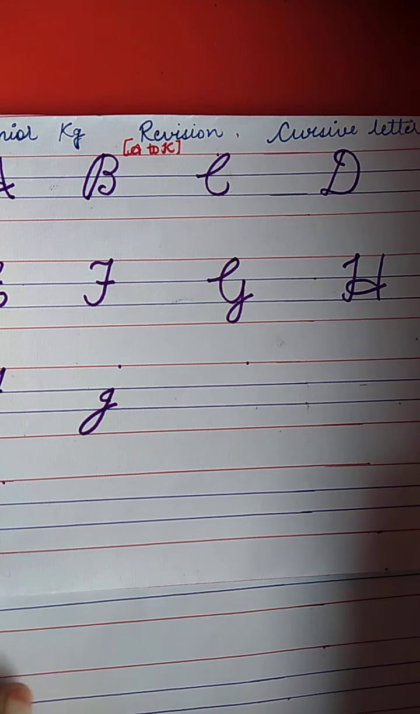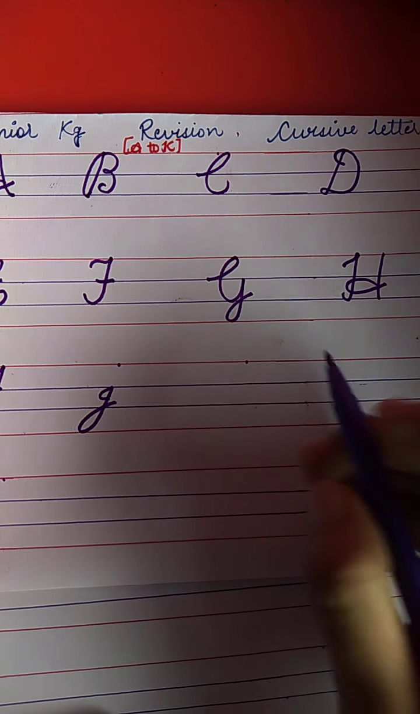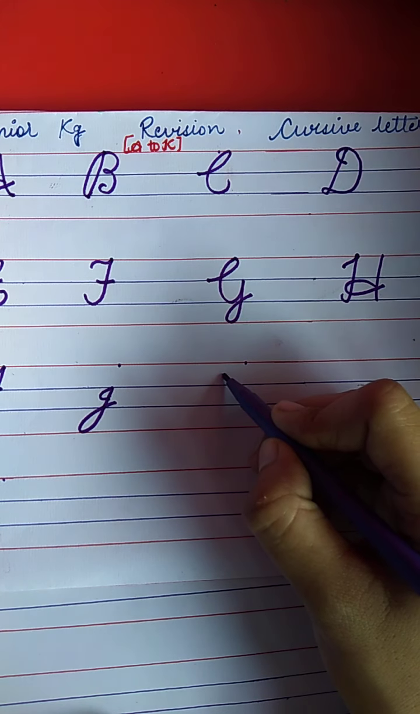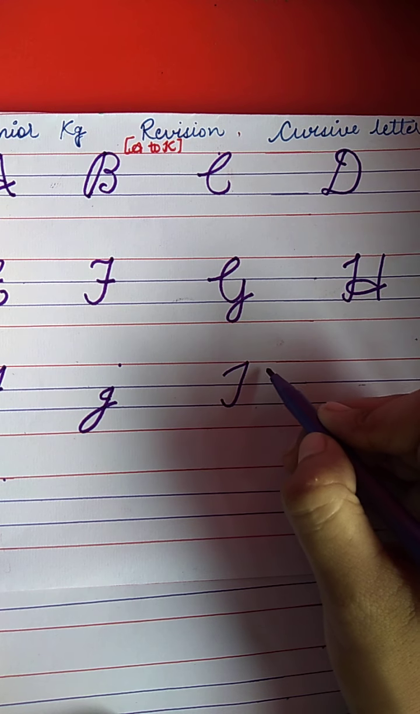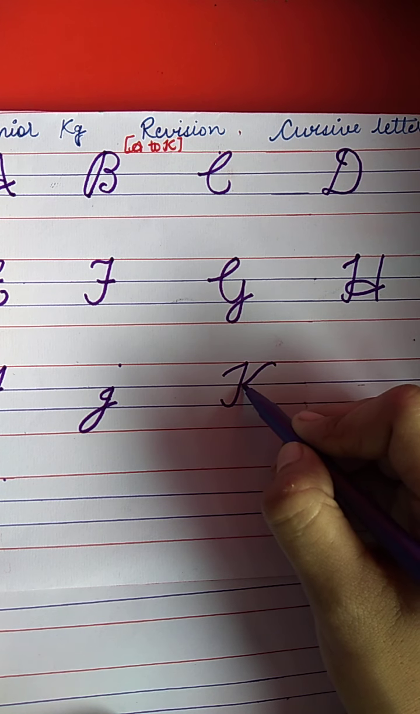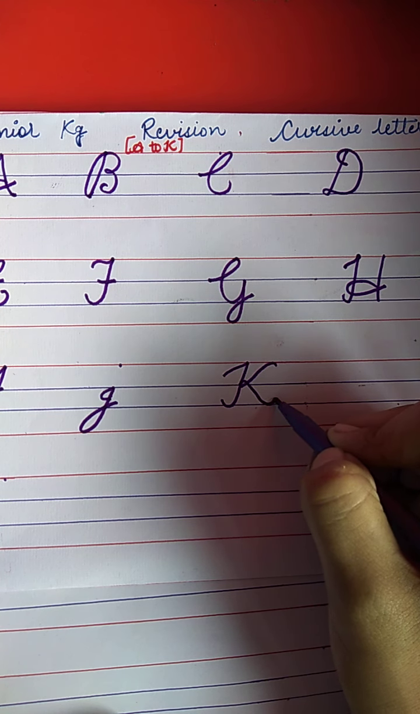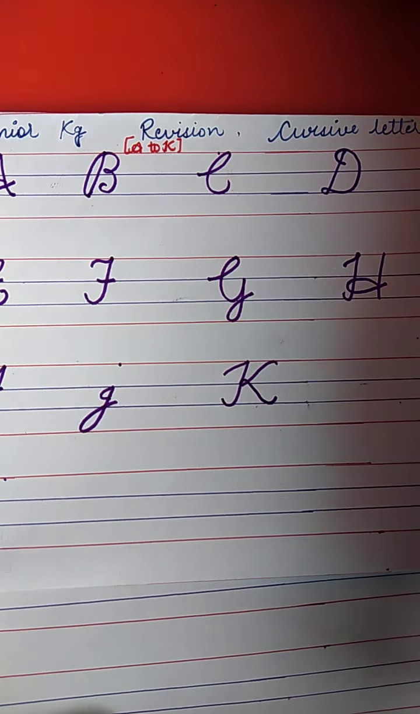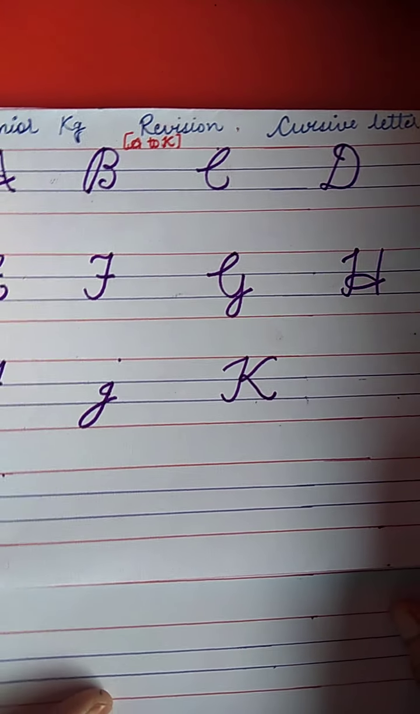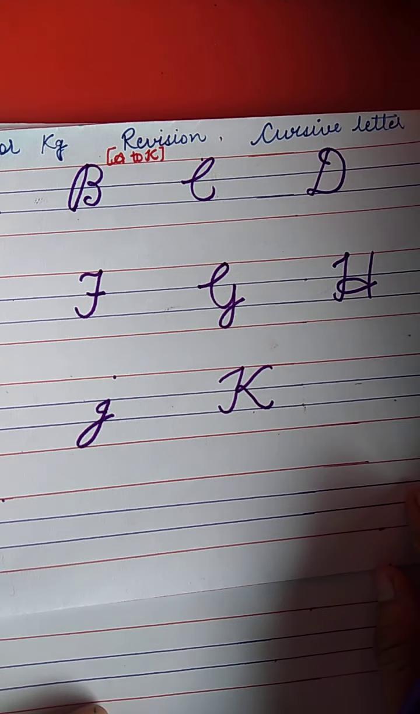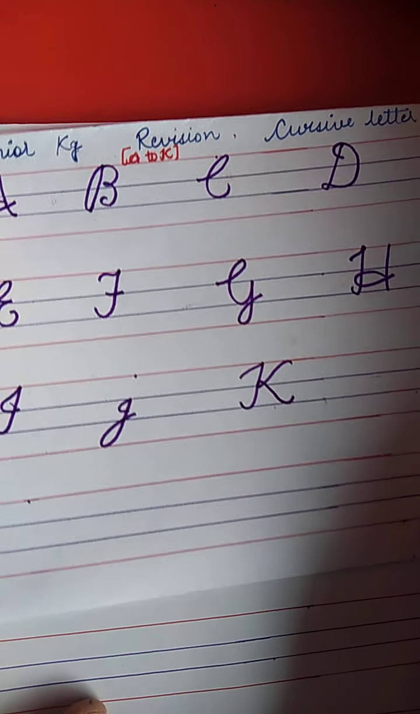Now J for joker के बाद कौन सा लेटर आता है बच्चों? K. K for kite. Now draw with me a curved line, a slanting line, again a curve, a loop here, and one more curve. This is letter K. K for kite. What is the spelling of kite? K-I-T-E, kite.